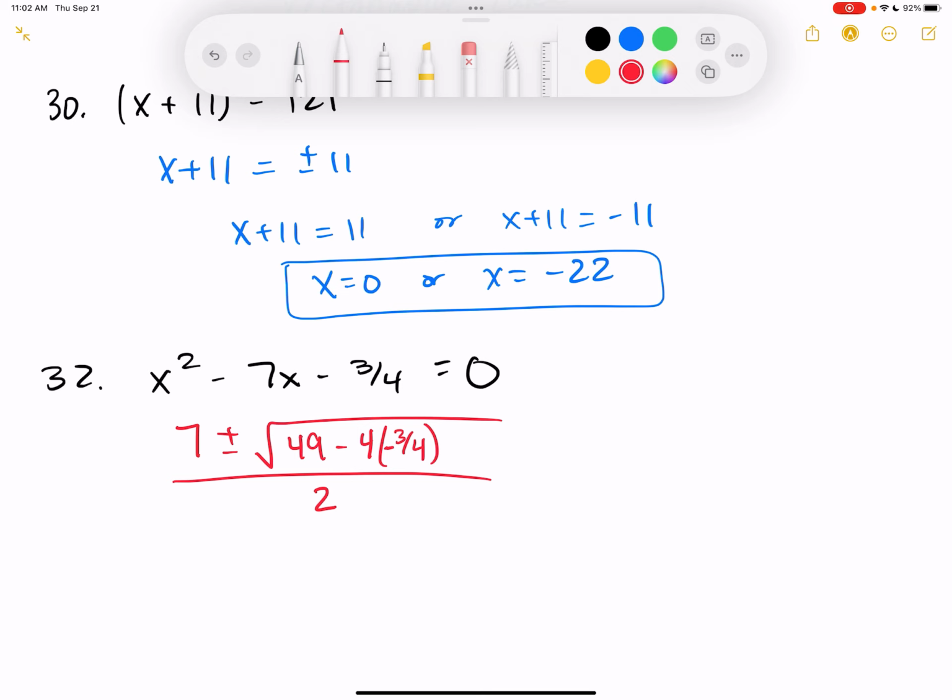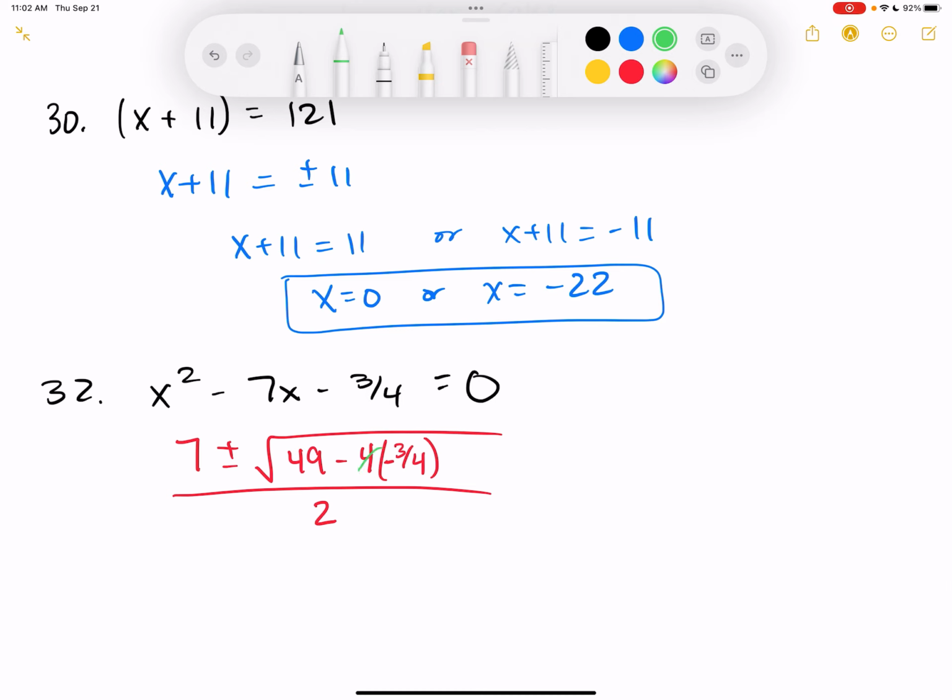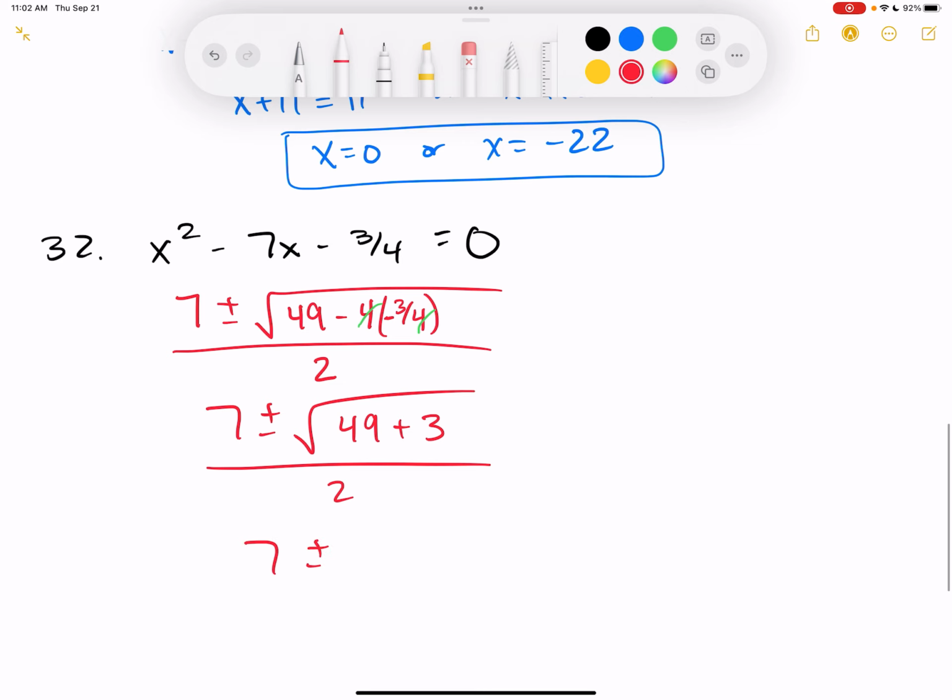Actually, don't change it to 0.75, it'll make your life worse. So the 4's cancel. So 7 plus or minus the square root of 49 plus 3, over 2. So 7 plus or minus the square root of 52 all over 2.